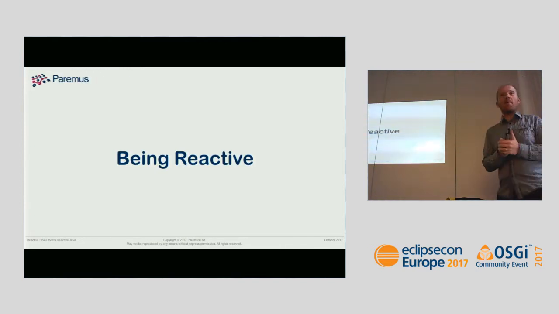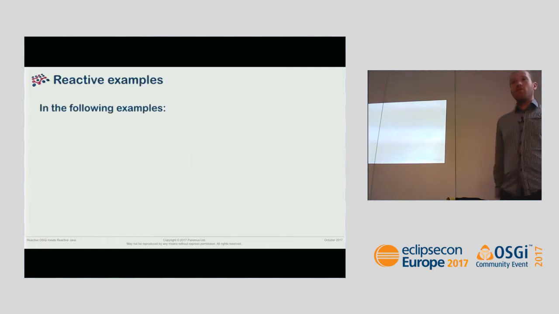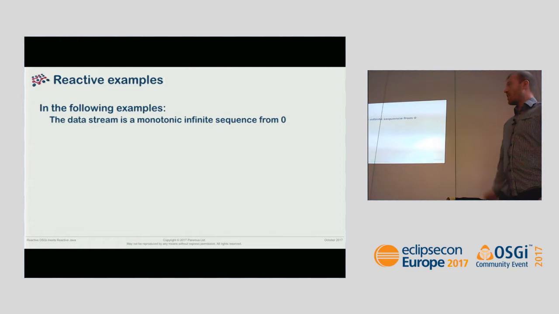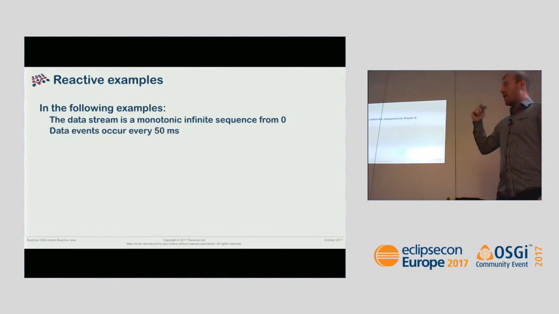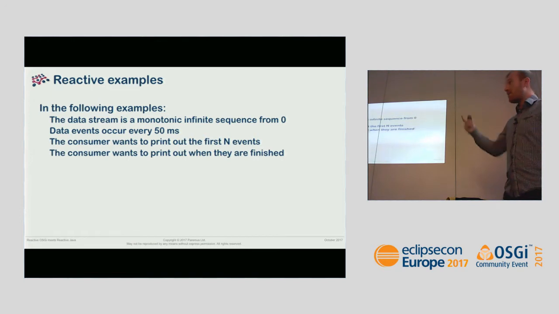So now we're going to talk about actually being reactive. We've seen what the Reactive Manifesto is talking about, what we're trying to do. So in the following examples, we're going to have a monotonic infinite sequence starting at 0, publishing every 50 milliseconds, and we want to consume the first n events from this sequence, and print out when you're finished consuming these events.